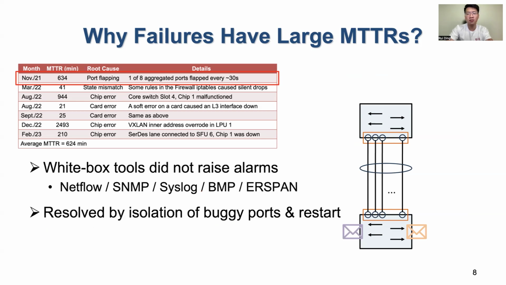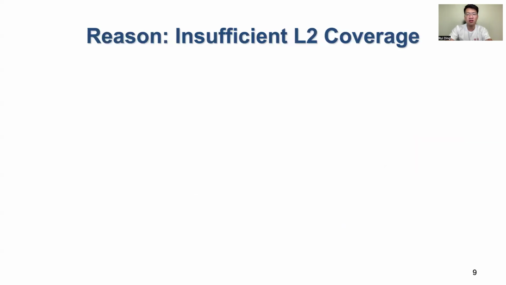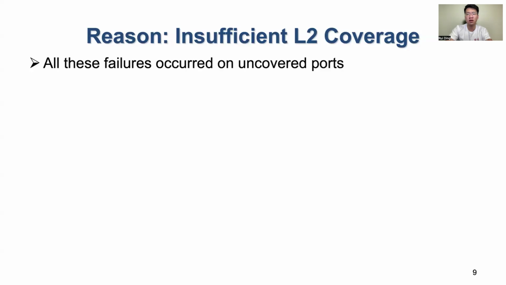Meanwhile, all of our deployed tools didn't raise any alarms, including NetFlow, SNMP, syslog, BGP monitoring protocol, and ERSpan. We finally resolved this issue by isolating and restarting the buggy port. After studying all these failures, we find the common culprit is the insufficient layer 2 coverage, since all of them occur on uncovered layer 2 ports.